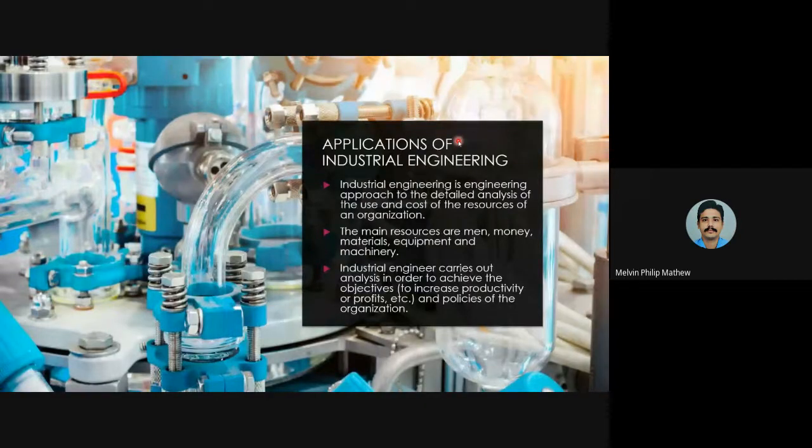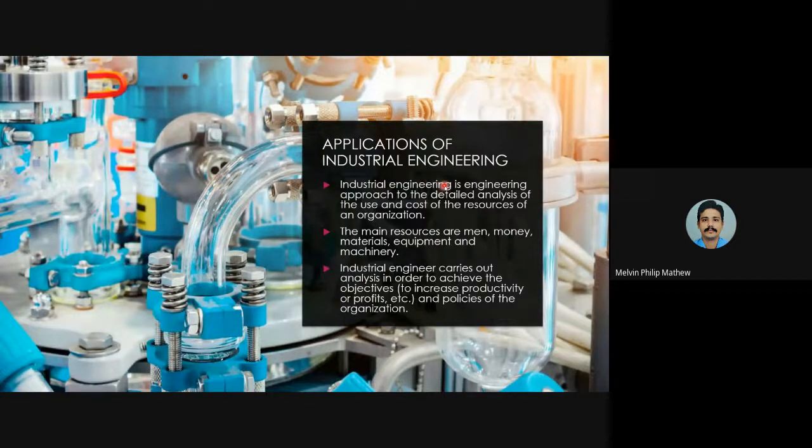Next is the application of industrial engineering. In industrial engineering, the main resources are men, money, material, equipment and machinery. So there is machinery present, raw materials, and we are incurring money, as in profit or what is given to the workers and facilities. Men and equipment are the main resources in industrial engineering.